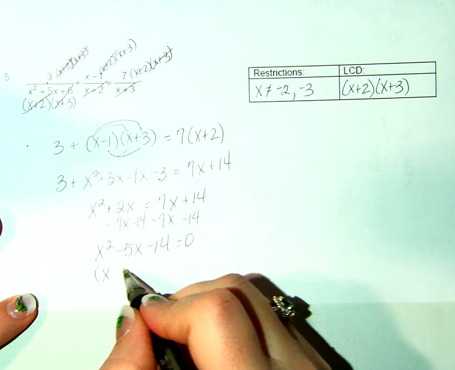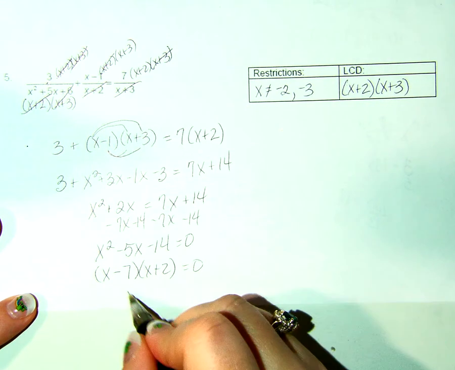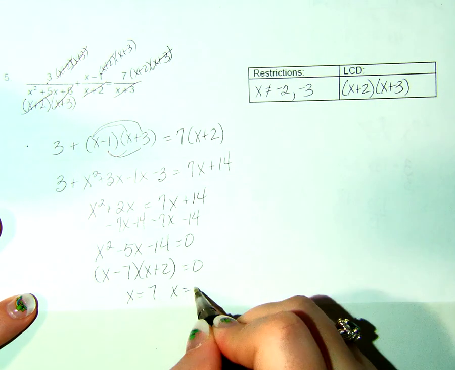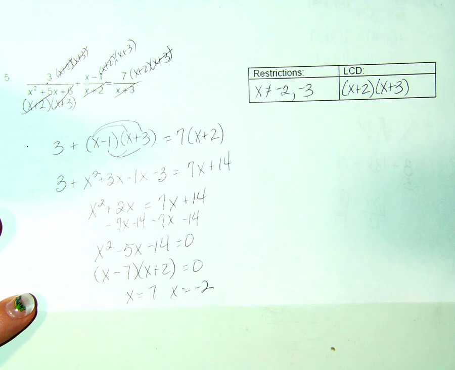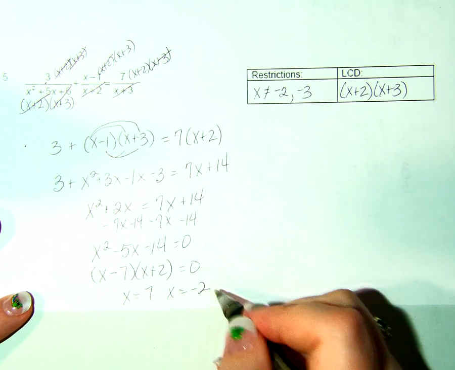Factor. x minus 7, x plus 2. So x equals 7 and x equals negative 2. What? X equals 7 and x equals negative 2? What? So it's only x equals 7. Yeah, this can't be real.